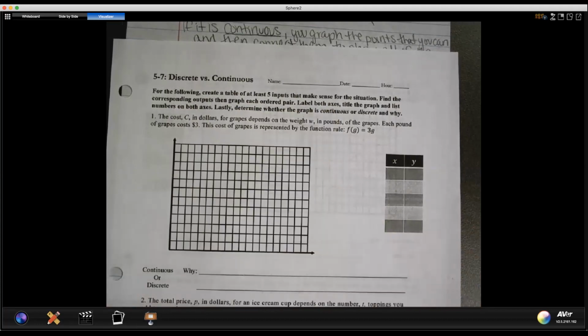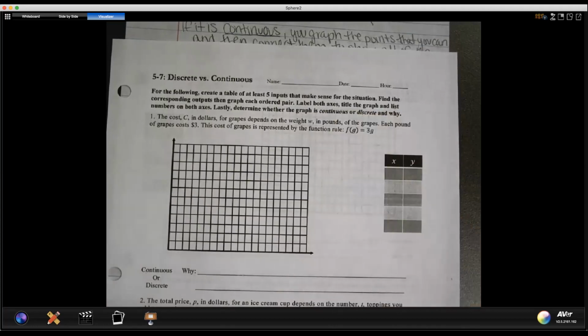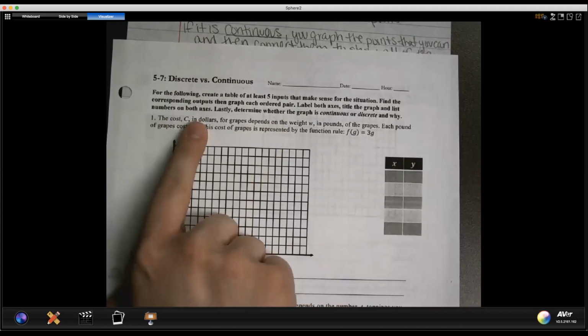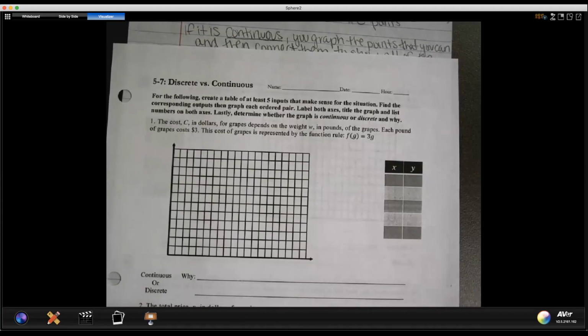Then you're going to label your axes. Remember, our x-axis is going to be your independent variable. Your y-axis is going to be your dependent variable. You're going to title the graph, so a summary of what's happening. And then you're going to also list numbers on both axes. Okay, so if you're plotting points, you have to have numbers, right? That makes sense. Okay. And then if you are plotting your numbers, make sure that you're not jumping. So don't go like 1, 3, 7, 10. You have to do continuous numbers. So like 1, 2, 3, 4, 5. Or you could say 2, 4, 6, 8, and so forth.